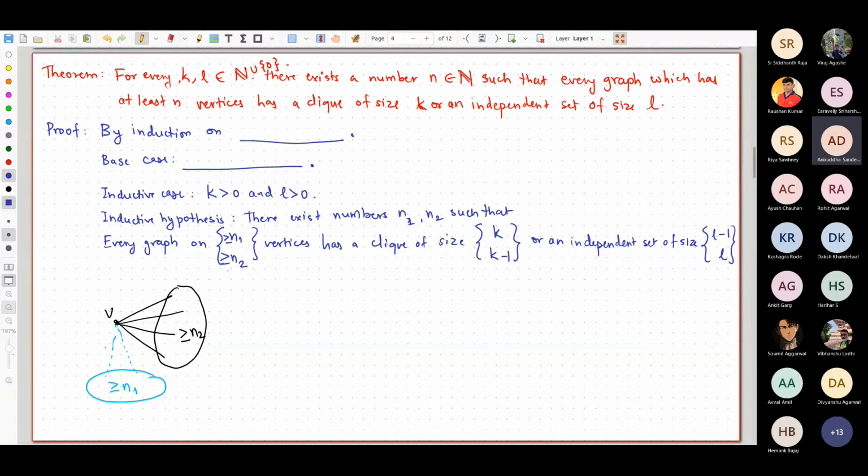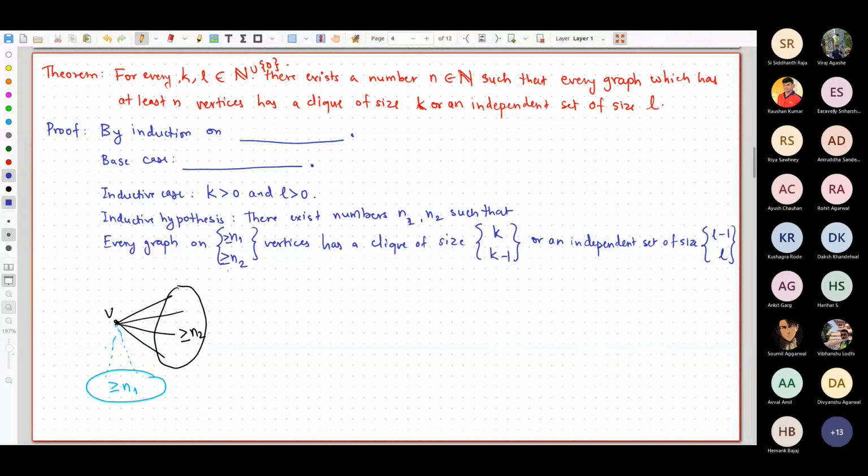Sir, I had a different doubt. Okay, go on. Without loss of generality, can we just prove it for a clique of size K, and then extend that and say that in the complement graph, where if two vertices have an edge between them, then they don't have an edge between them in the complement graph, there exists the independent set?